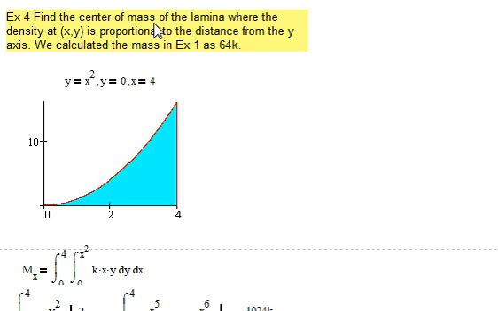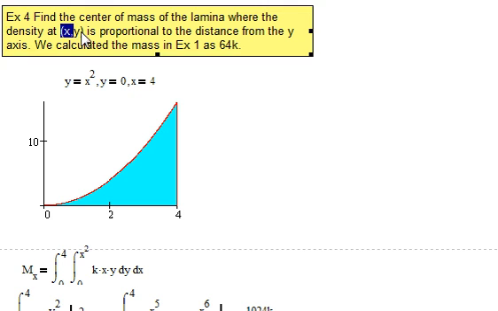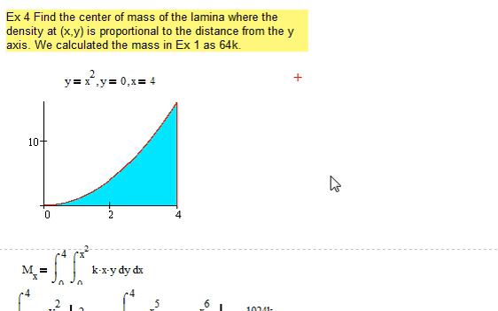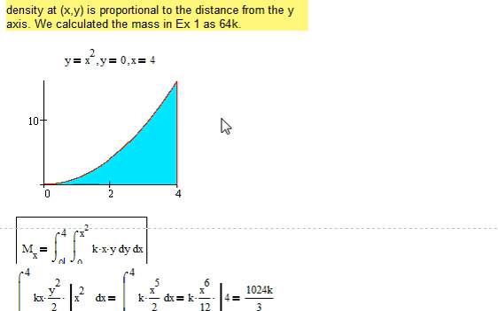Another example: find the center of mass of the lamina where the density at the point (x, y) is proportional to the distance from the y-axis. We calculated the mass of this one, example 1, at 64k, so I don't have to do the m. I just need to find the moment about the x-axis and the moment about the y-axis of this region.